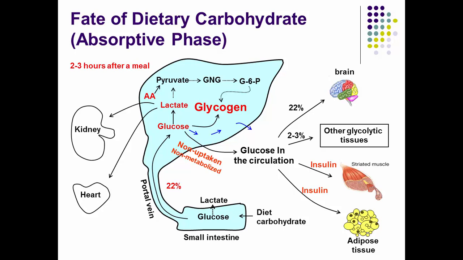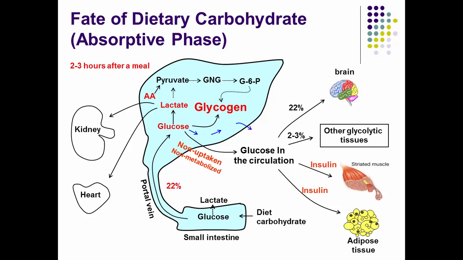Okay, I think this diagram is probably a better view of glucose metabolism in the absorptive phase, the 2 to 3 hours after a meal, right? So we can see the dietary carbohydrate being absorbed, and 22% of the absorbed dietary glucose goes to the liver for metabolism. And we know the majority of the glucose is converted to glycogen and stored as energy in the liver. And this can be directly from the glucose, right?